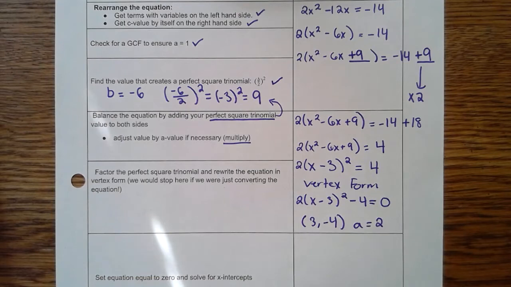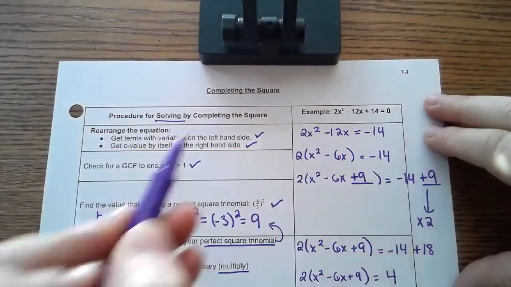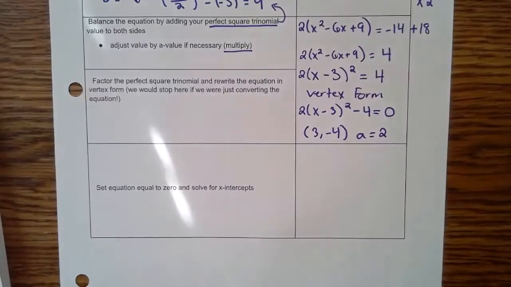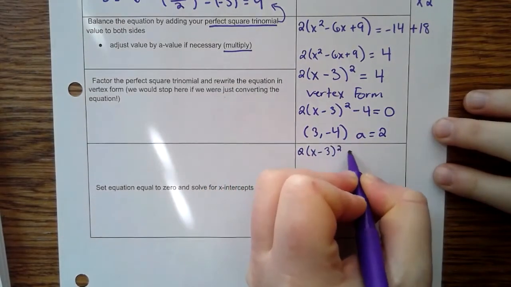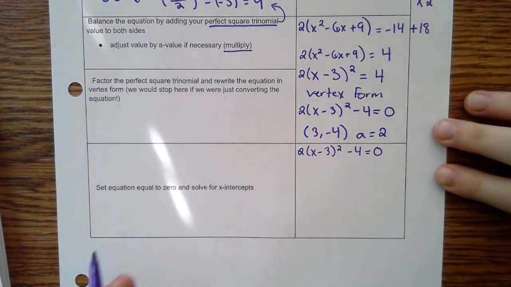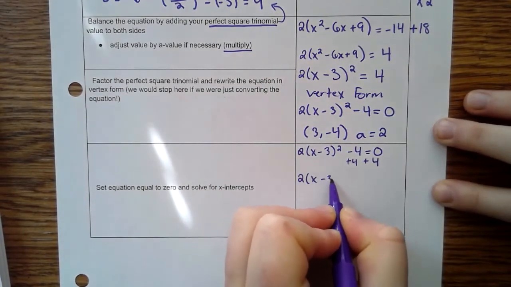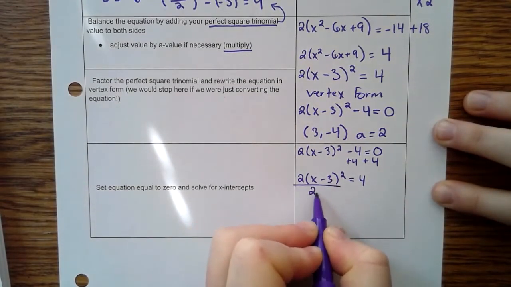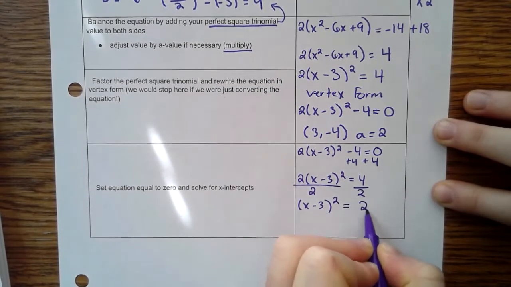But this is also asking us to solve, and I know it's asking us to solve because it says solving, and then it says equals 0. So set equation equal to 0 and solve for x-intercepts. So right here, I have 2 times x minus 3 squared minus 4 equals 0. We can solve this. Adding 4, adding 4. Next step would be dividing by 2. x minus 3 squared equals 2.